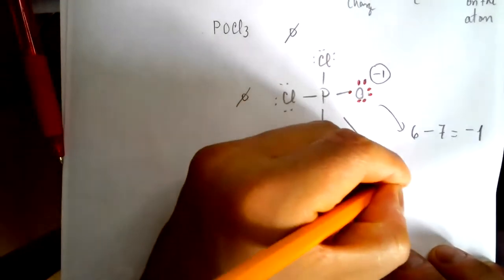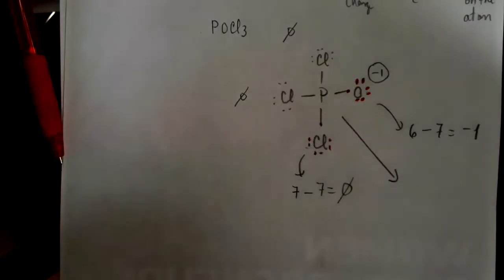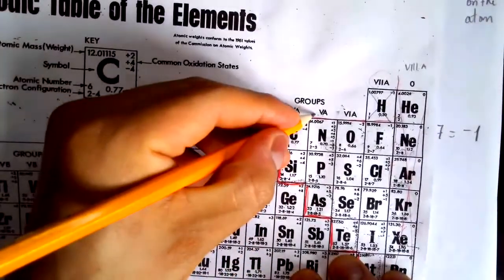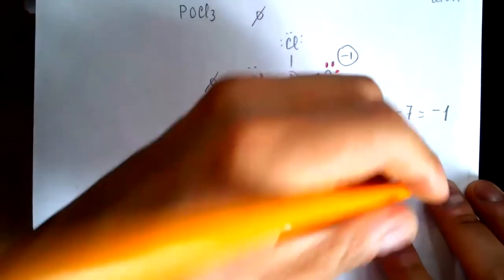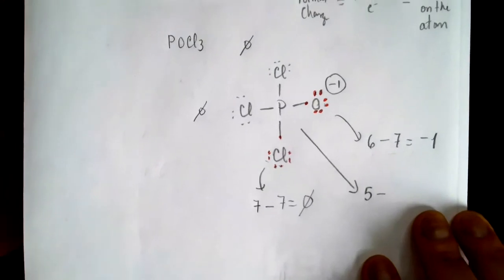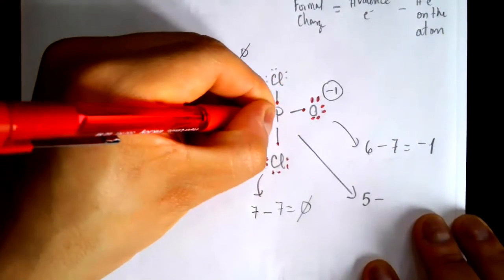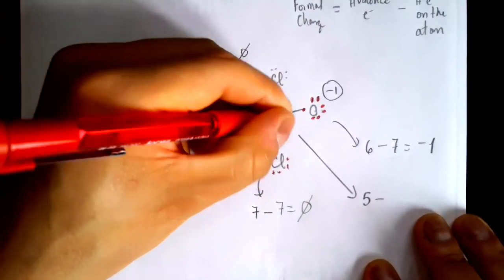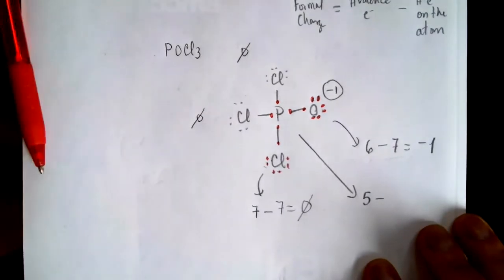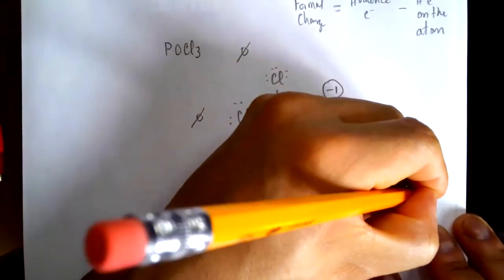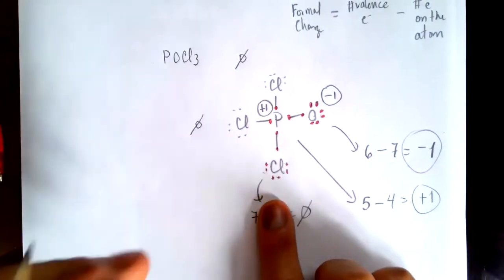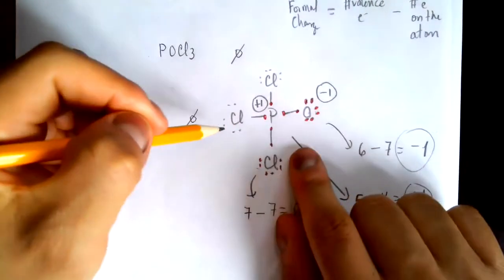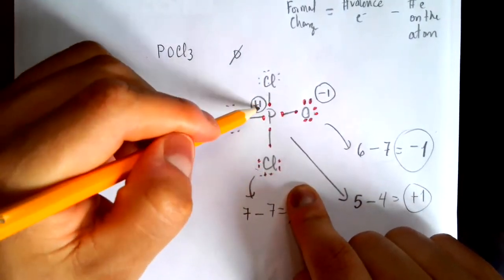Now let's do it for phosphorus. Phosphorus belongs to group 5A of the periodic table, meaning that phosphorus has 5 valence electrons, minus the number of electrons sitting on phosphorus. Phosphorus has 1, 2, 3, and 4, right? Those are the 4 sitting on phosphorus. 5 minus 4 is equal to plus 1, right? So the formal charge of phosphorus is plus 1. So that is the formal charge for each of the elements. 0, 0, 0, plus 1, minus 1.